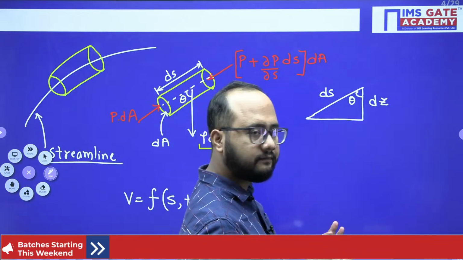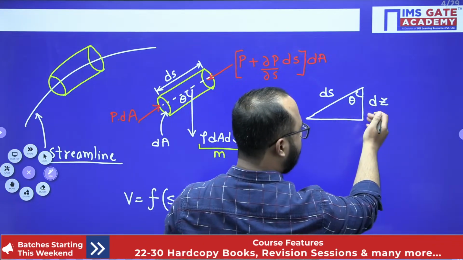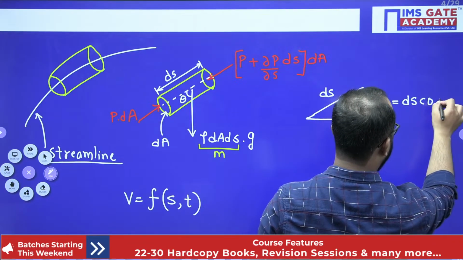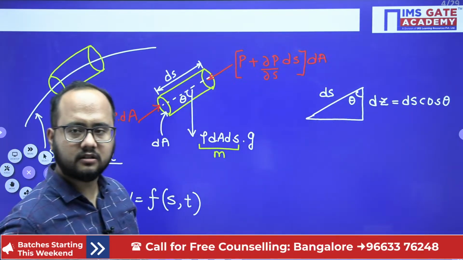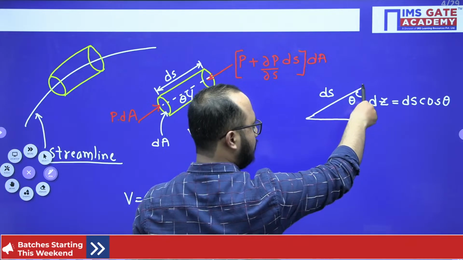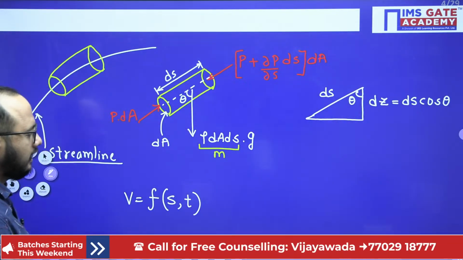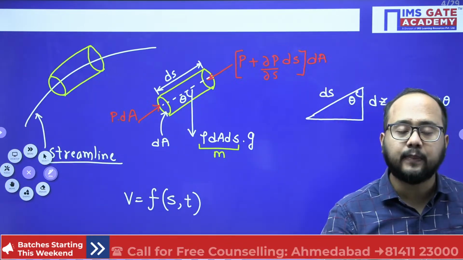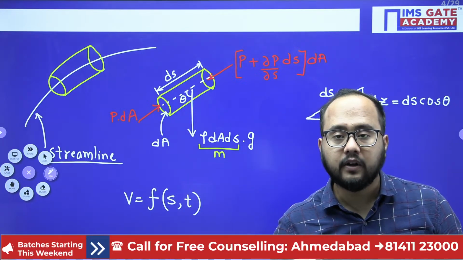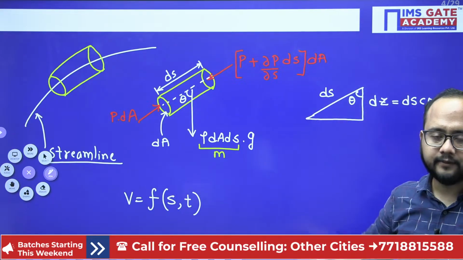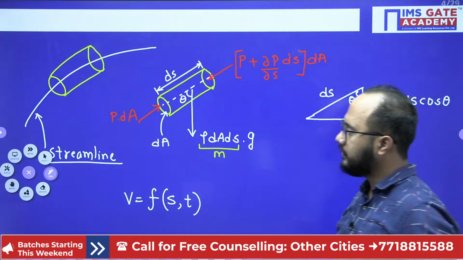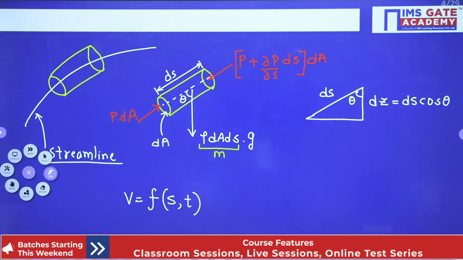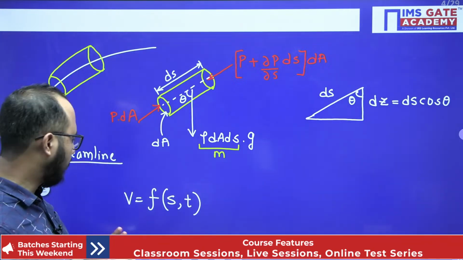Okay. Now, if I have to write dz in terms of ds, I will be writing ds cos theta, because if you take the cos component, you will be getting this one. I hope up to this point everything is clear. Now, what are we going to do next? We will apply Newton's second law for this particular fluid element. Any doubts, guys? Please tell me fast. No doubt? Okay, great.